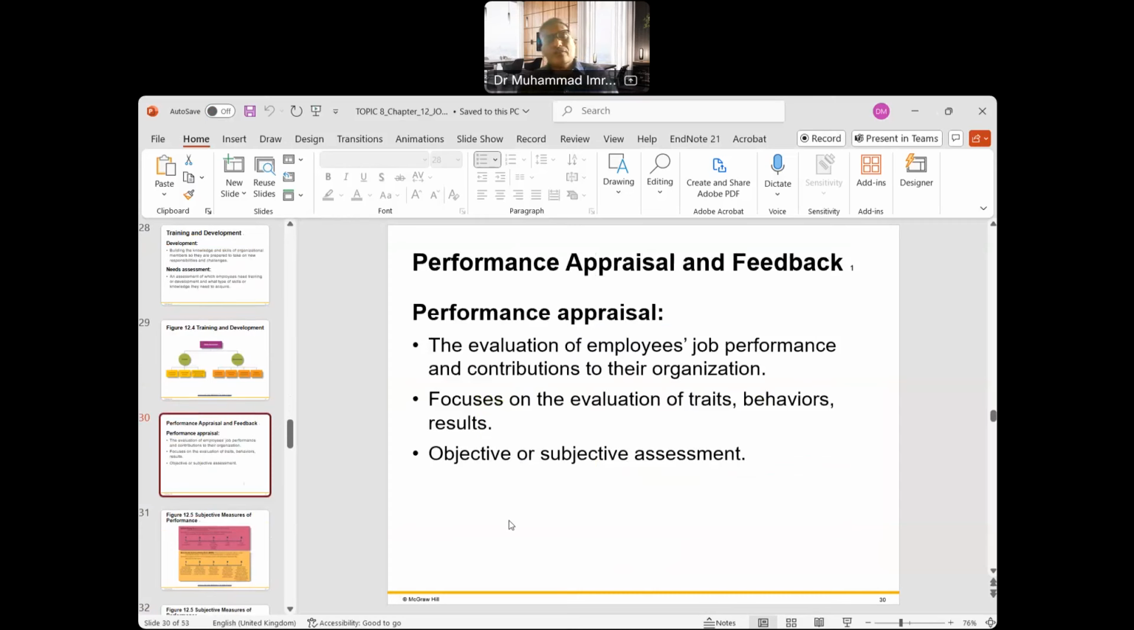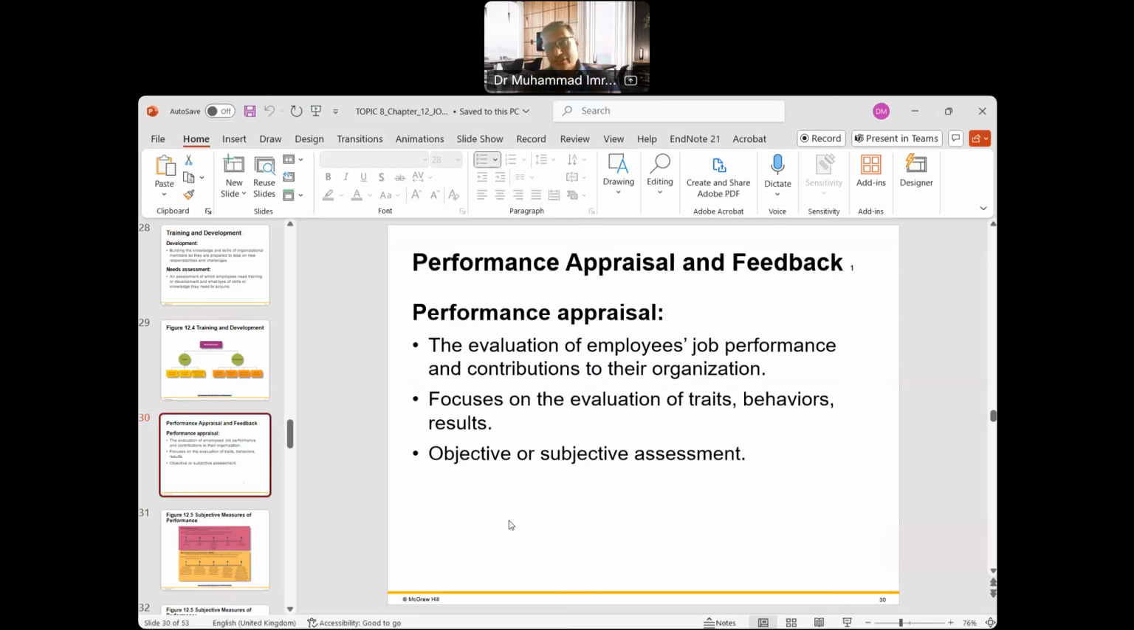Okay, so another one is the appraisal, the fourth one, I think we can say: performance appraisal and feedback. Now employees are recruited and trained already. Now they are performing their work. Now is the step to judge them, right? Evaluation of employees' job performance and contribution to the organization.